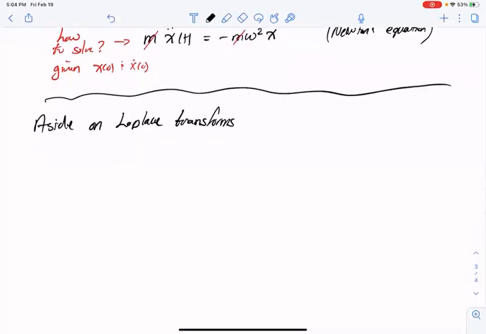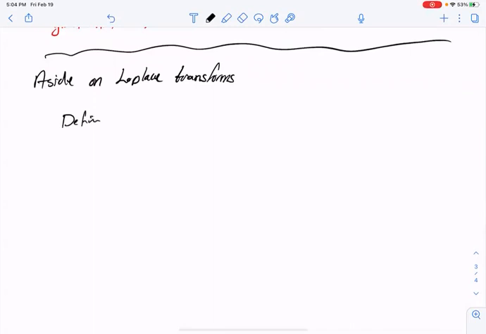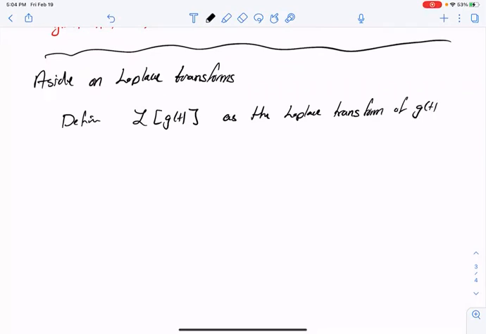Okay, so let's define script L acting on the function g of t as the operation of the Laplace transform on the function g of t, such that the Laplace transform of g of t is equal to a function g tilde of s, where s is a Laplace variable playing the role much like a Fourier variable k or omega.